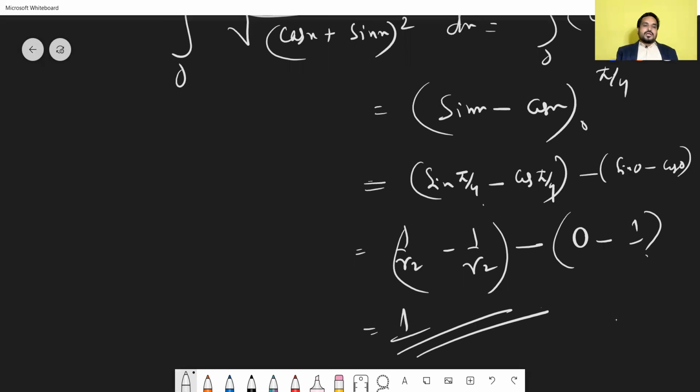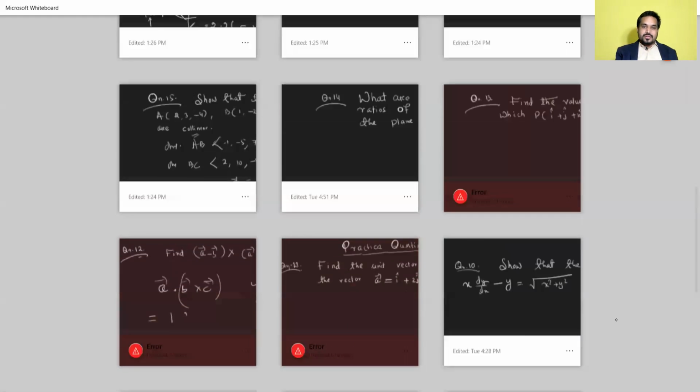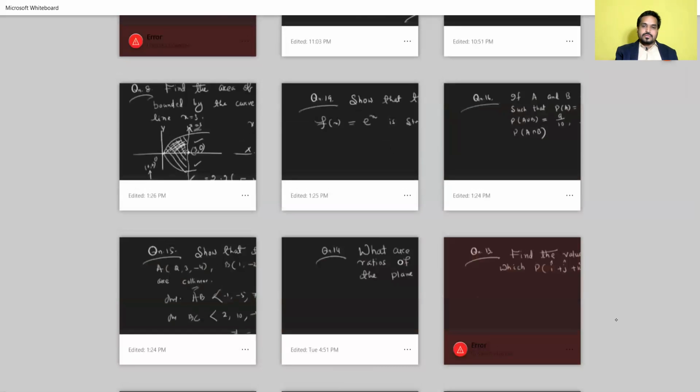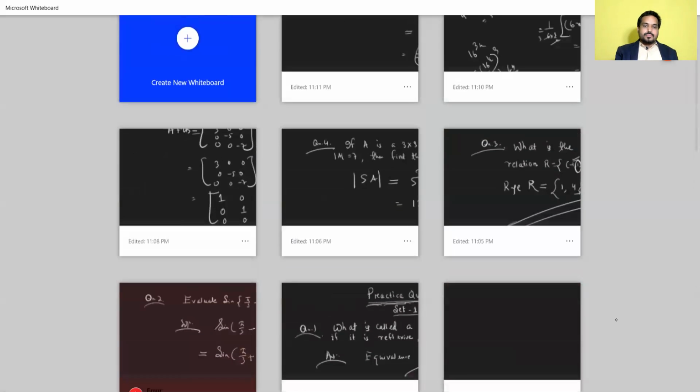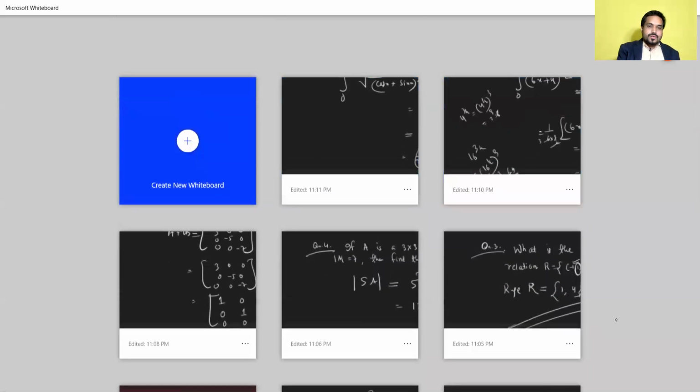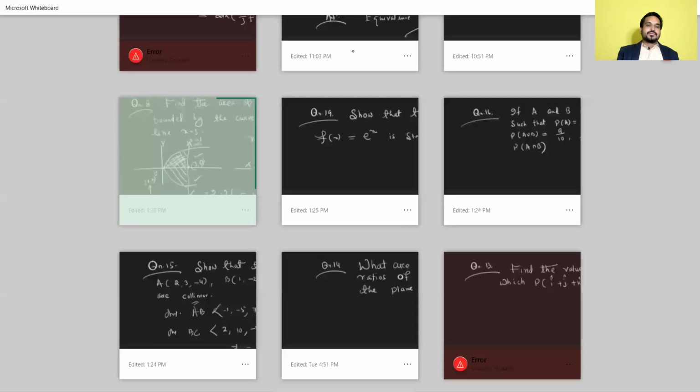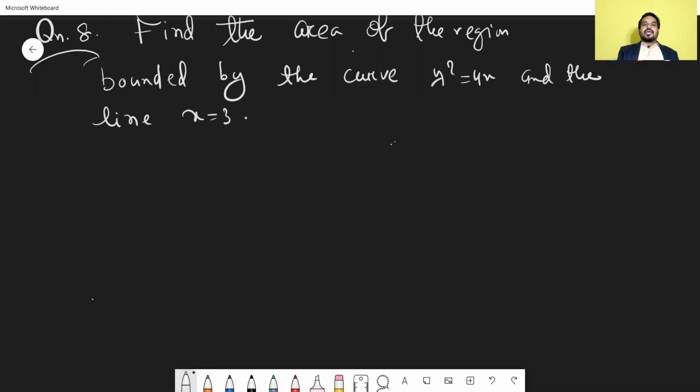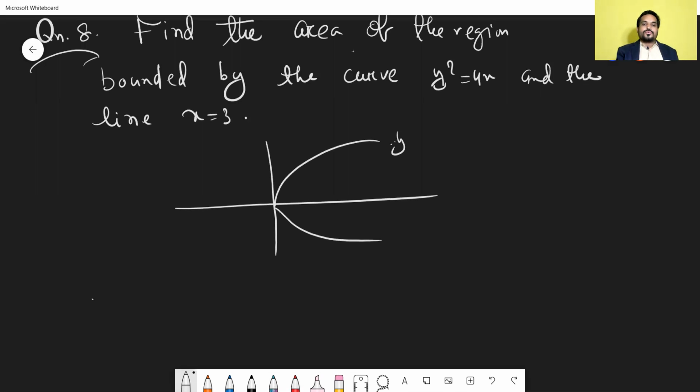Question number 8. Next we come to question number 8. So student, find the area of the region bounded by the curve y square equal to 4x and the line x equal to 3. So student, draw the curve y square equal to 4x. It is the right-handed parabola, and x equal to 3 means parallel to the y-axis. This straight line is x equal to 3.